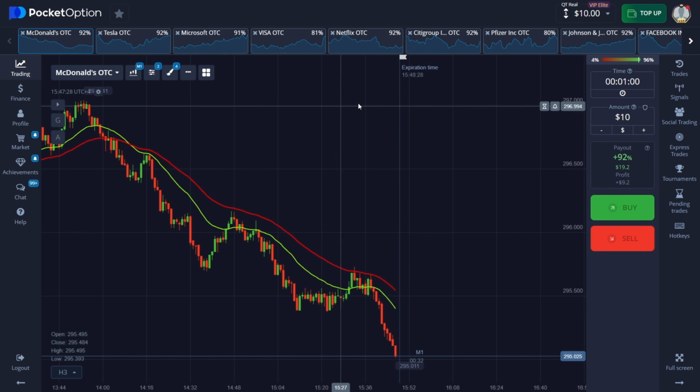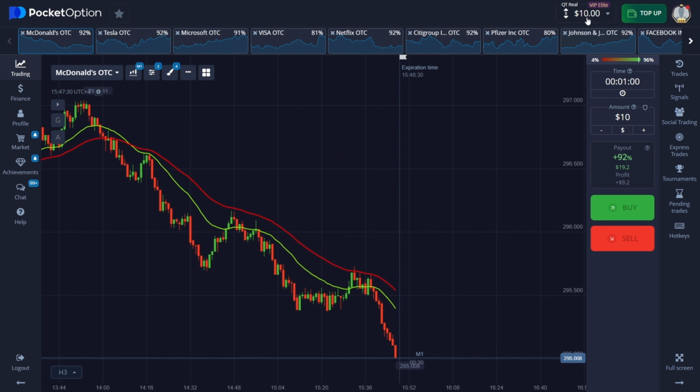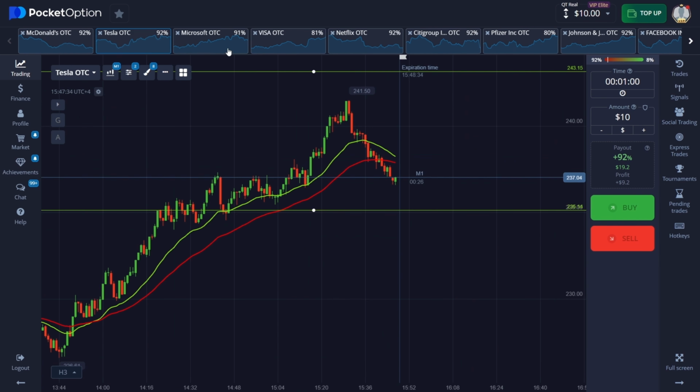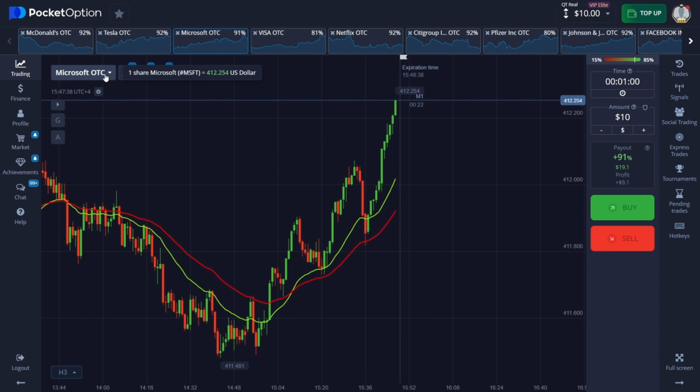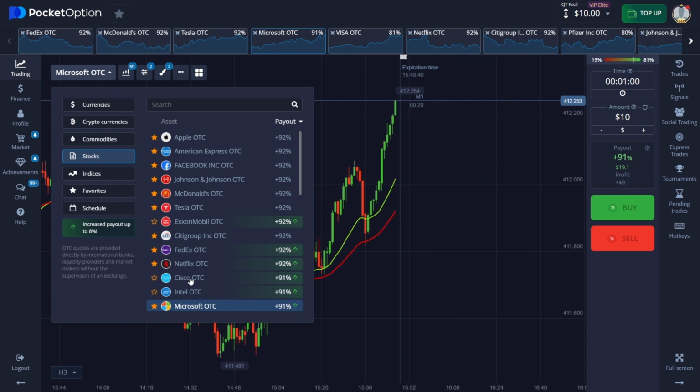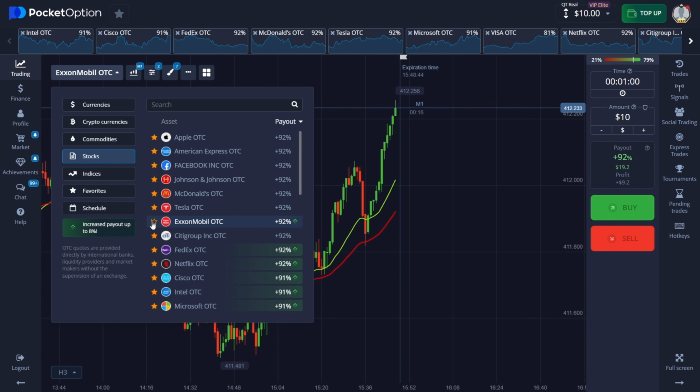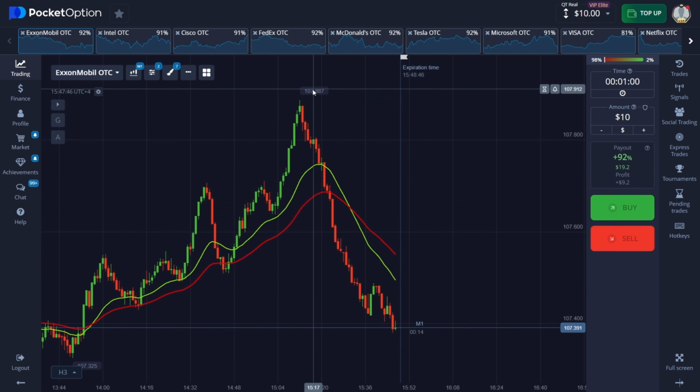Start. As you can see, I have $10 in my account and I will choose the OTC market with a 1-minute time frame. So let's begin on the OTC market for a 1-minute time frame. Let's find our first trade on stocks. First of all, let me add all the assets to my favorites. Okay, now let's find our first trade.